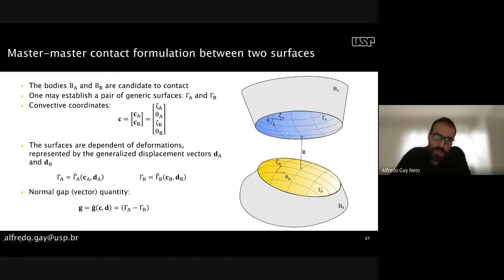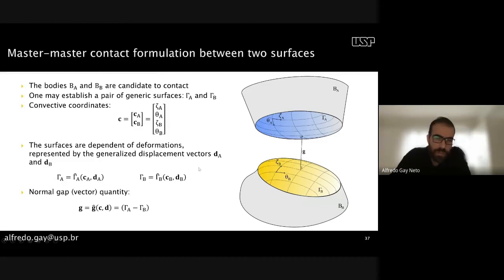The idea is to define, as I said, two surfaces. We have these convective coordinates, zeta b, theta b, here in both. So we can define a single convective coordinates vector here. And both surfaces may be seen as dependent on their own convective vector.